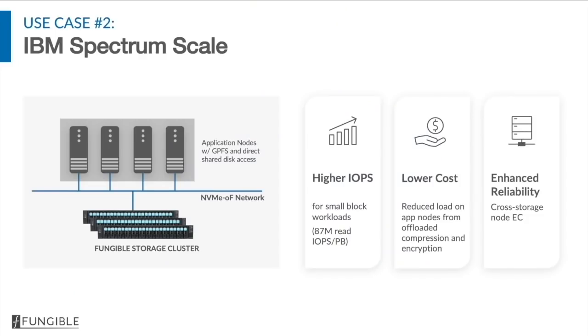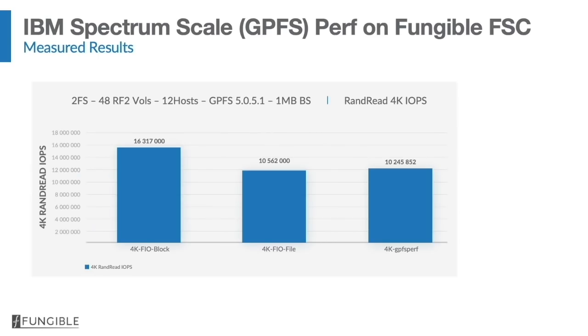There are three key advantages of using the fungible storage cluster as the storage for GPFS, as shown in the chart. First, you get very high IOPS for small block workloads. GPFS has typically been very good at large block workloads, and we get very high performance, up to 87 million IOPS per petabyte. In fact, the target we were given to beat was 10 million IOPS per petabyte, and we beat it handily. The second advantage of using fungible storage cluster with GPFS is lower cost, because we reduce the load burden on the application nodes because we offload compression and encryption into our DPU. Thirdly, as we've already shared with you, we do cross storage node EC, which enhances reliability while driving down cost at the same time. This bar graph shows us the performance of GPFS running on fungible storage cluster.